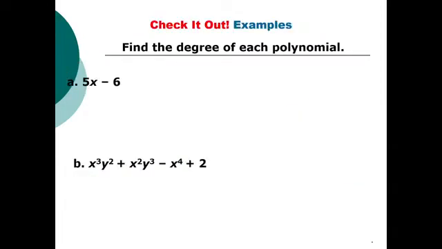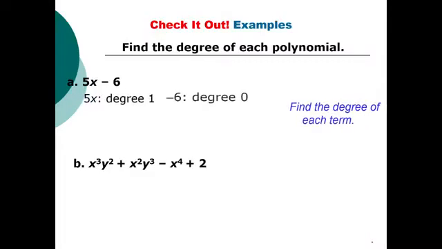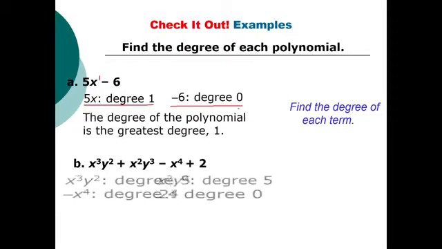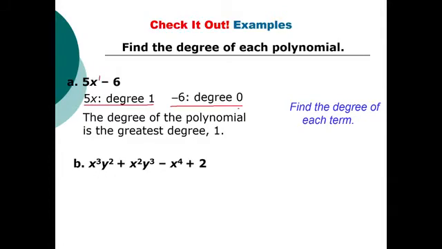Okay, let's have more examples. Find the degree of each polynomial. 5x minus 6. Find the degree of each term. The degree of 5x is 1. So take note, you have an exponent 1 there. And the degree of the constant term negative 6 is 0. So what's the highest degree there? The highest degree is 1. So therefore, the degree of the polynomial is 1.